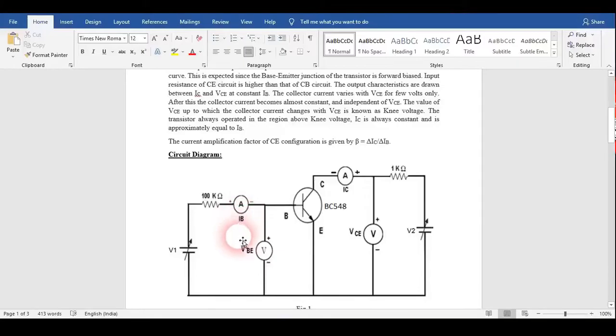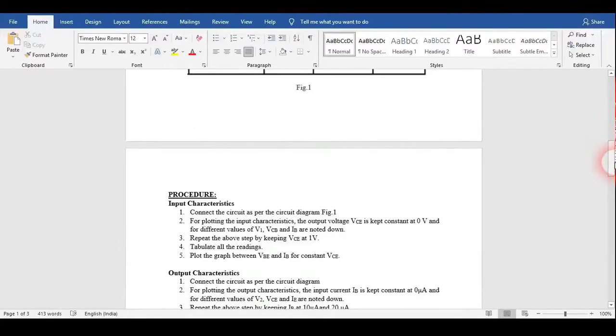When we do the input characteristic, we will perform it between IB and VB. At that time we need to keep this VC constant. We don't need to change this. We are not going to change any voltage here, so this VC would not change. And in the output characteristic, as I have told you, this IB should be kept constant. This thing I have written in the procedure also.